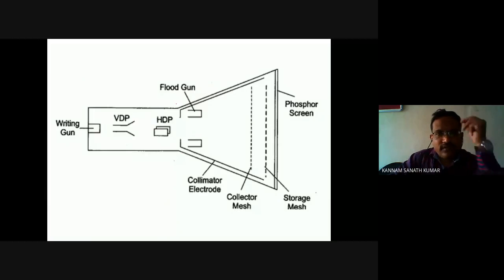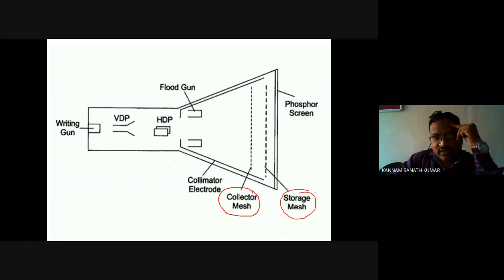If you see the mesh storage oscilloscope, the additional things are the storage mesh and the collector mesh. Basically the main parts are the flood gun, and the collimator, which is used to bring the electrons in parallel. So the main things are these three: flood gun, storage mesh, and collector mesh. These are the main things present in the storage oscilloscope.